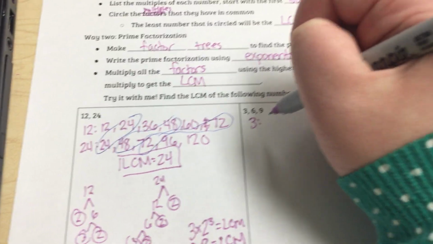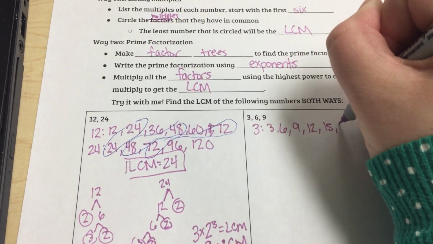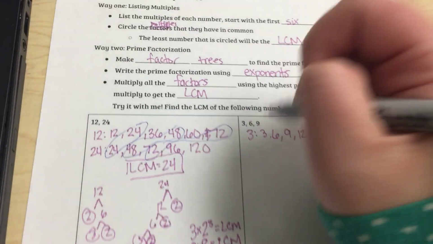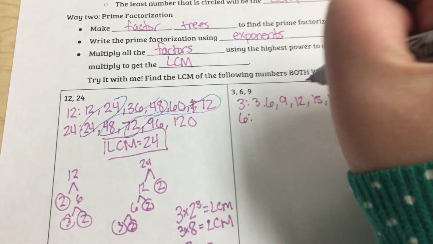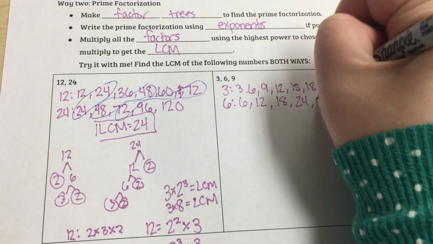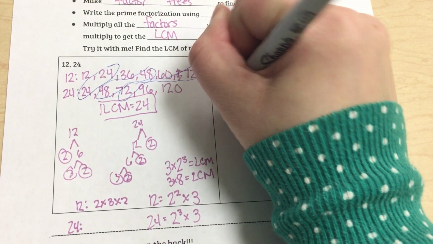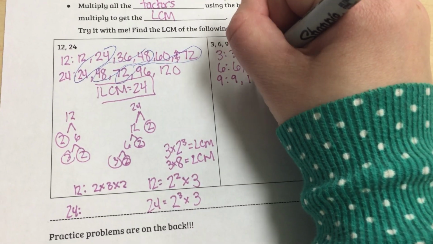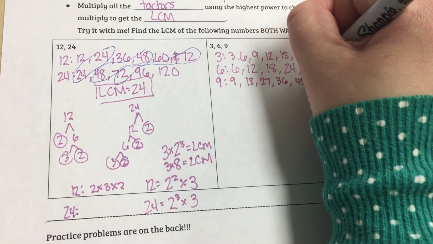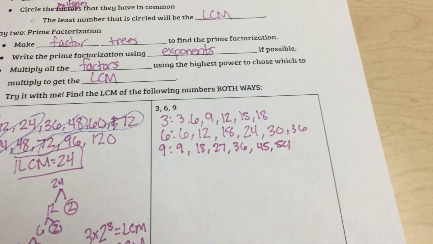Okay. So for 3, we got 3, 6, 9, 12, 15, 18. I could keep going, but I'm going to stop there because usually the first 6 will give me a common factor. Usually, not always. Now I'm going to do 6. 6, 12, 18, 24, 30, 36. And then for 9, 9, 18, 27, 36, 45, 54. I know my facts off the top of my head, which is why I'm able to do this so quickly.